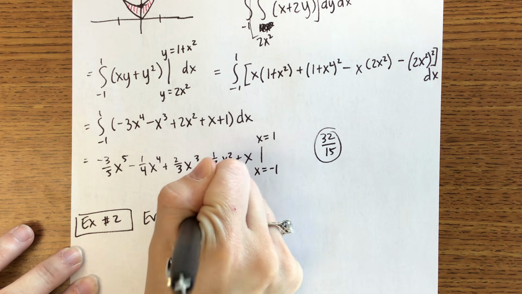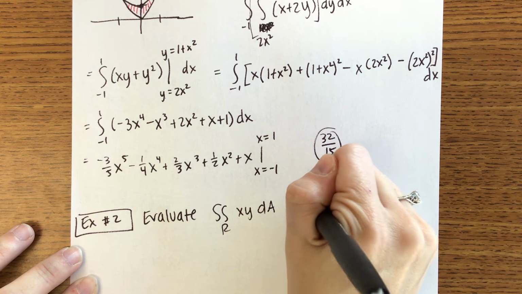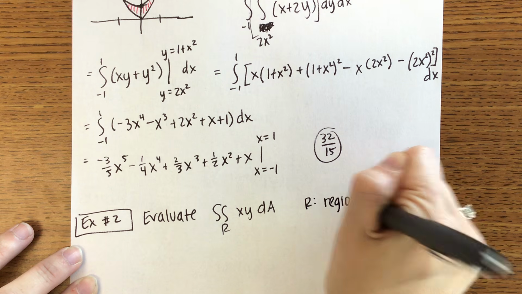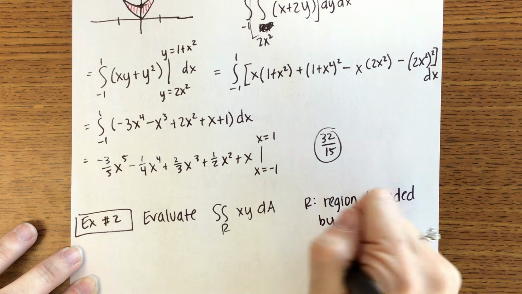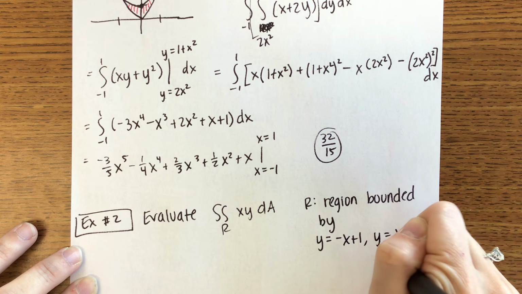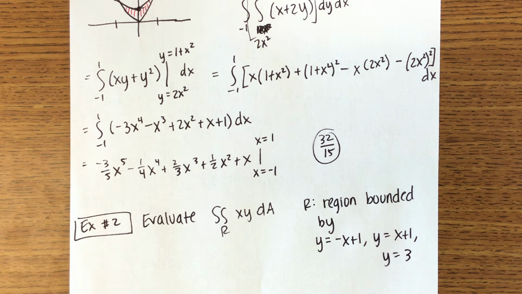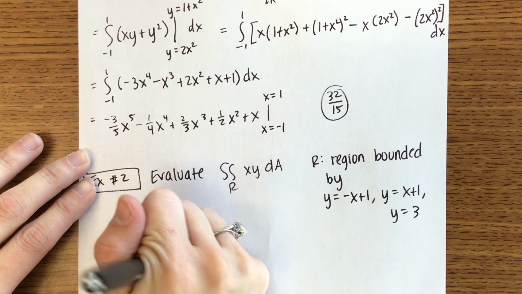So we are going to evaluate the double integral over the region R of xy dA. R is the region bounded by y equals negative x plus 1, y equals x plus 1, and y equals 3. Okay, so like with the last example, we're going to approach this the same way. Start by drawing out that region R.